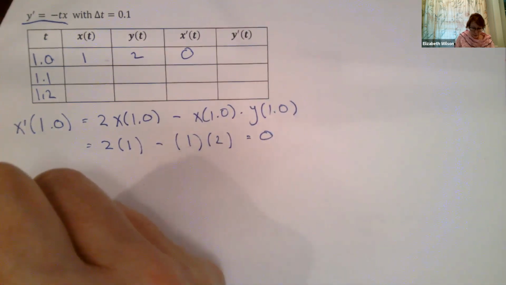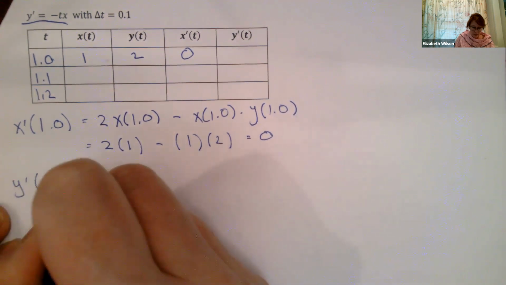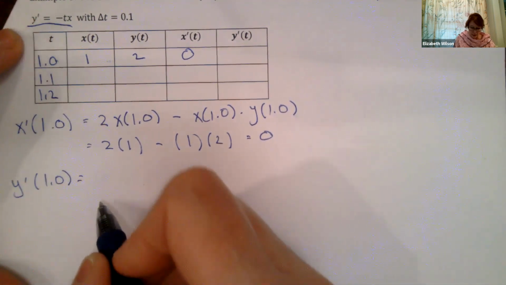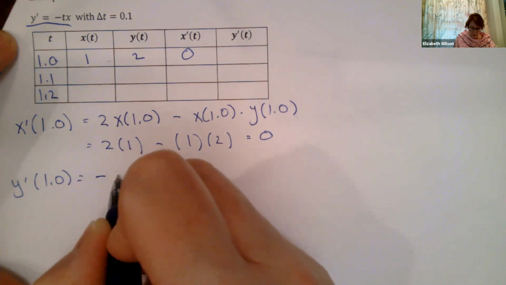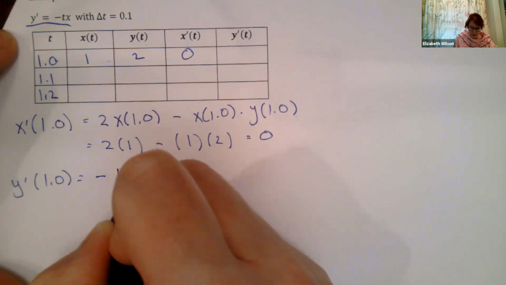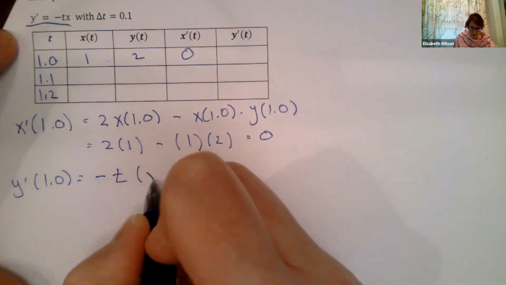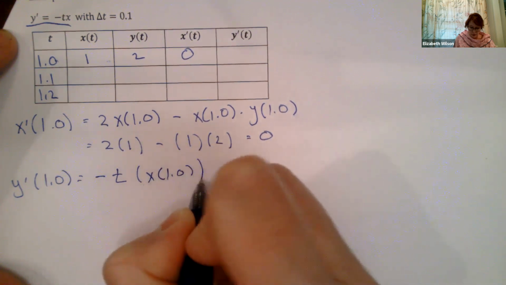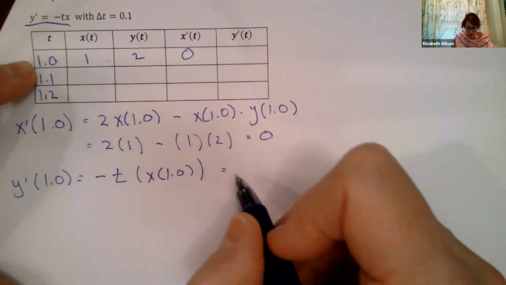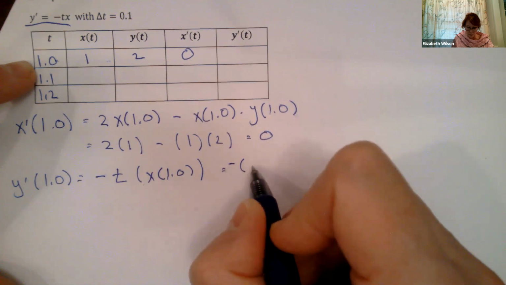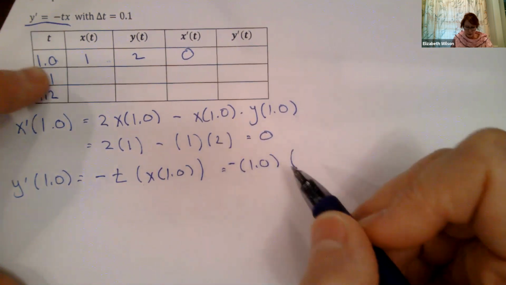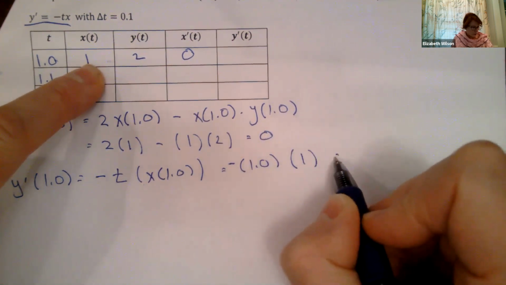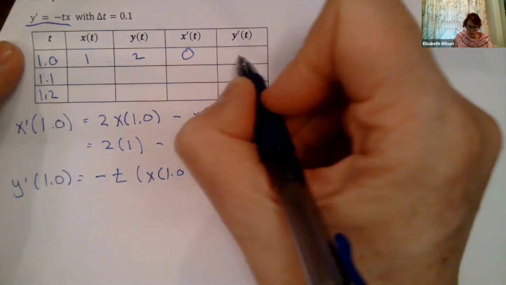I'm going to do my y prime of 1.0 is equal to minus t times x. So minus t times x of 1.0, which is equal to, the time period that we're at, minus 1.0 times x of 1.0 is 1. So this is equal to minus 1. So minus 1 goes there.